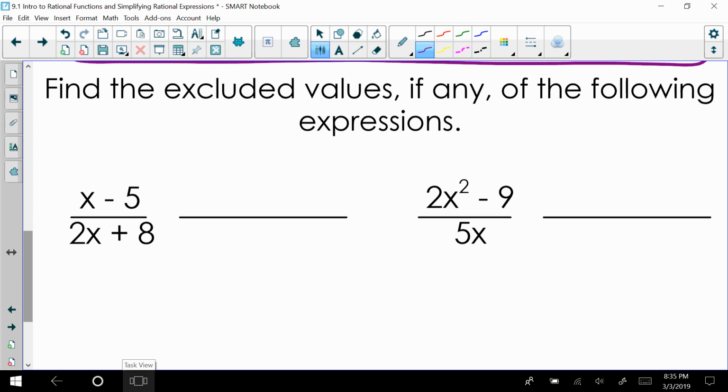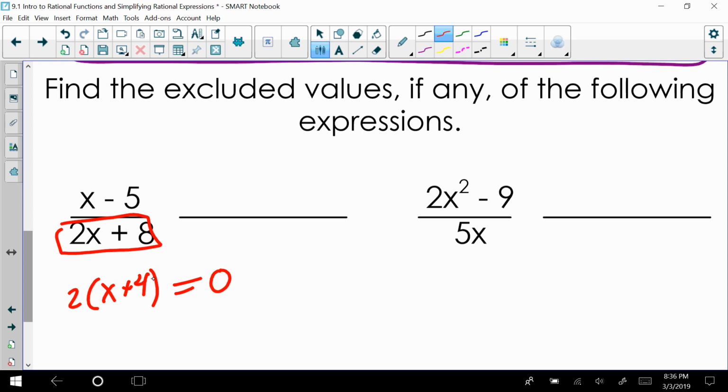Okay, now that you've had a chance to try those, I think I'll do them. Down here, I should factor it. It's 2 times x plus 4. That's the new bottom. Well, when does the bottom equal 0, right?